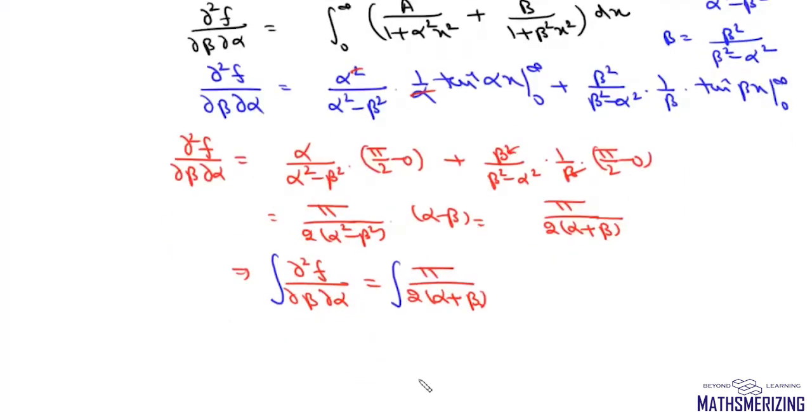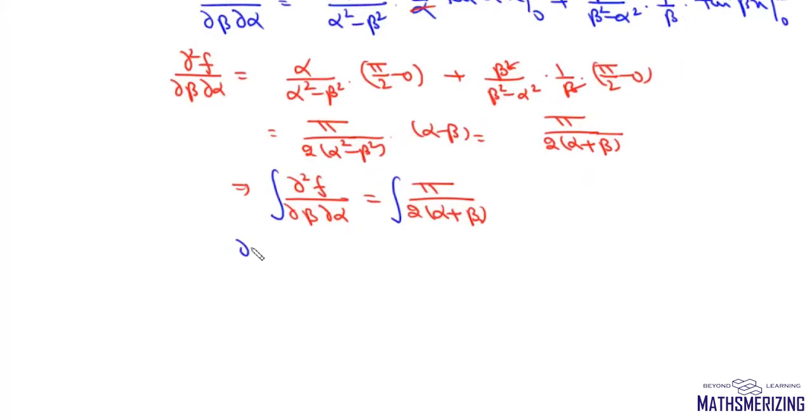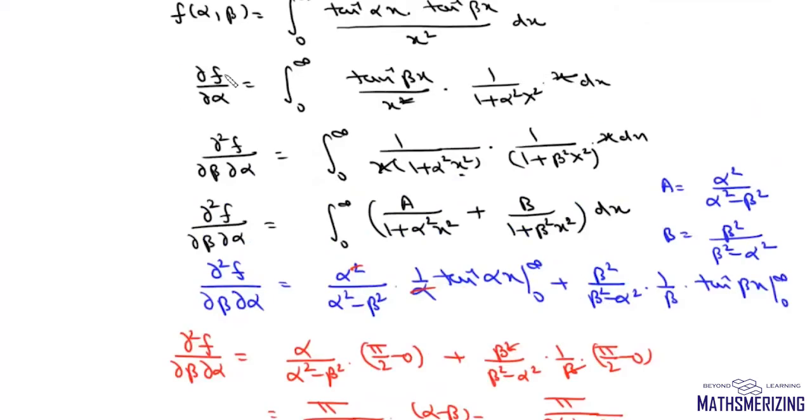So we can write del f upon del alpha equals pi by 2 log of (alpha plus beta), and then plus C(alpha). Now we look at del f upon del alpha. If beta is 0, value of this integral is 0. So if we put beta as 0, value of del f upon del alpha will be 0.